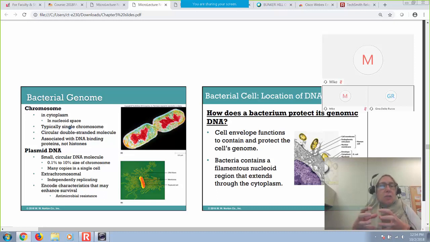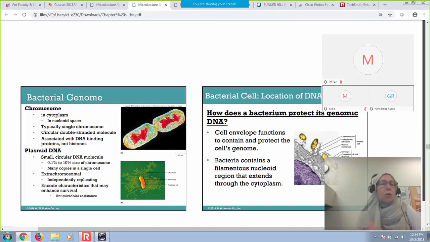But the genetic material is restricted within the cytoplasm, but it's not separated from the cytoplasm by a lipid bilayer. Okay, so there's no nuclear envelope, there's no nucleus, but there is a nucleoid. Be sure you know the difference between the nucleus, the nucleoid, and the nuclear envelope. And DNA being the macromolecule, not the compartment.